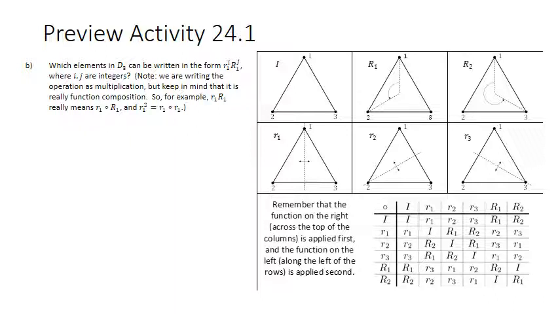Okay, so part B, I put really small. I'm not sure if I'm going to have enough room for it all or not. So which elements in D3 can be written in the form R1 to the i times big R1 to the j, where i and j are integers. And what I want you to note here is that even though we're writing this operation as multiplication, keep in mind that what it really is is function composition. So for example, what they mean by r1 times big R1 is r1 composed with big R1. And then, for example, r1 squared, that really means r1 composed with r1.